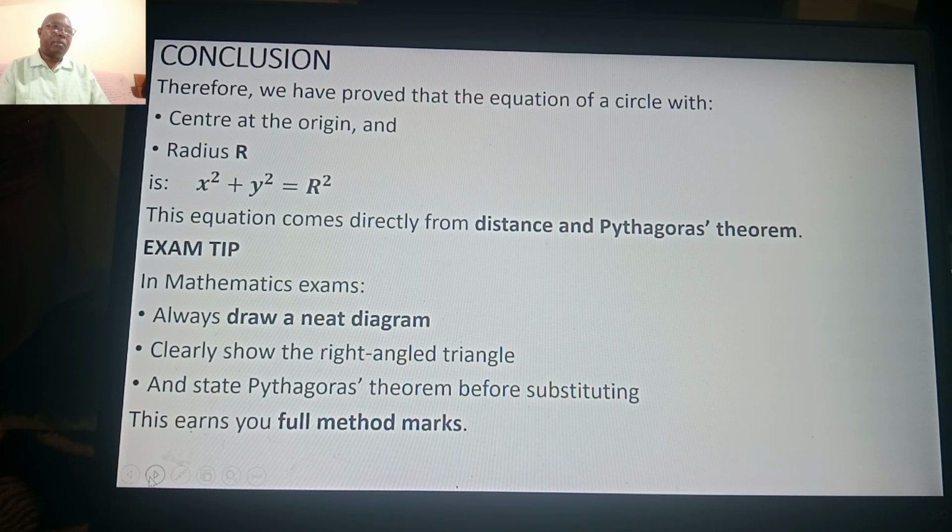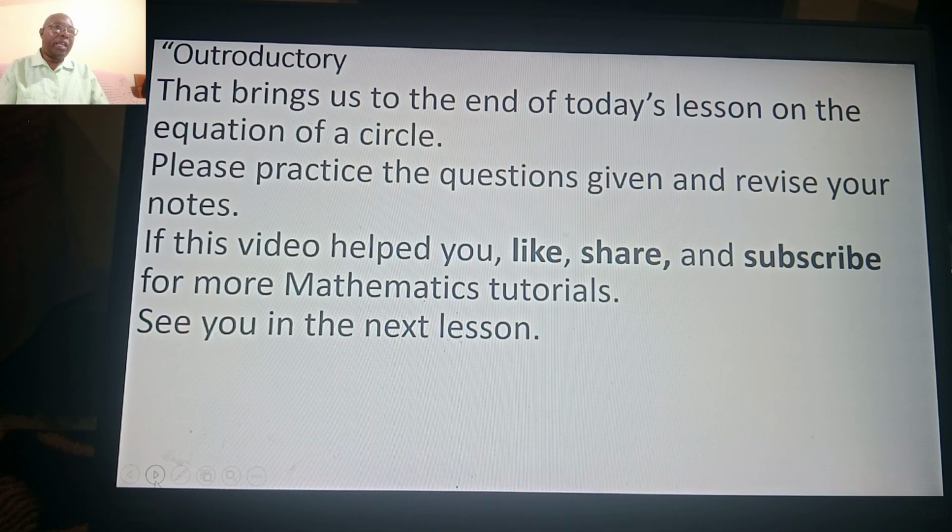Exam tip. In mathematics exams, always draw a neat diagram. Next, clearly show the right angle triangle. And number 3, state Pythagoras theorem before substituting, so that this earns you full method marks.